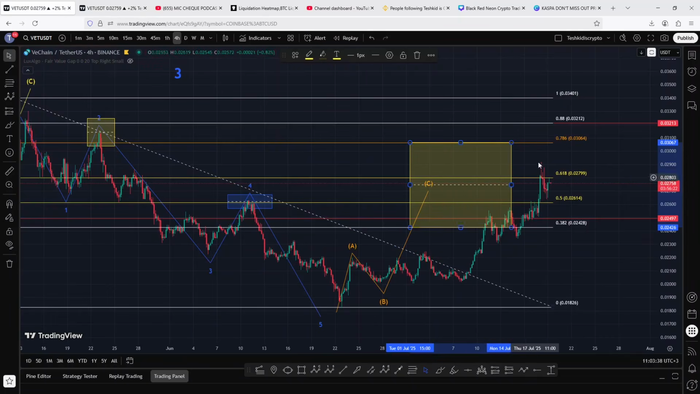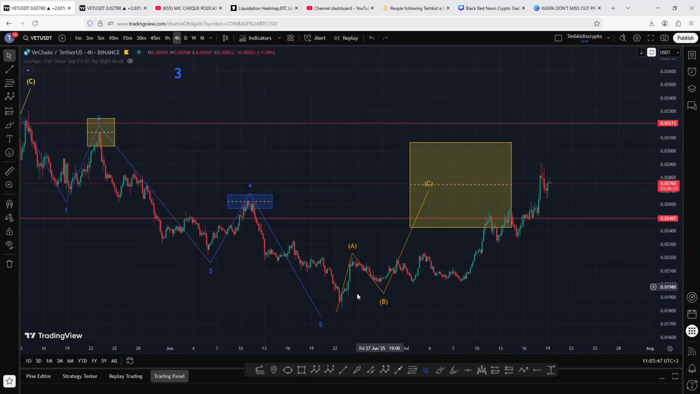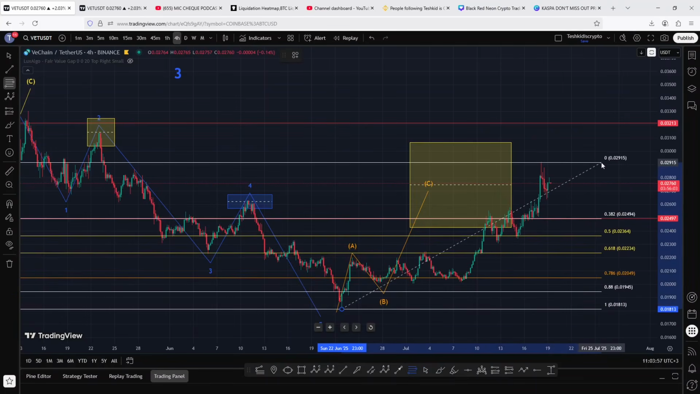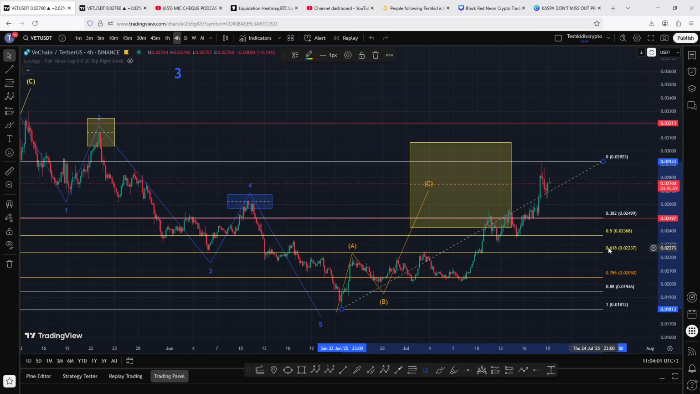But if by any chance we get rejected within this area over here, that will be a clear indication that first we are going to get a bit of a pullback where we can find support within the golden pocket by pulling the Fibonacci's from the lows we made on the 22nd of June to the highs we made above the 0.02923.